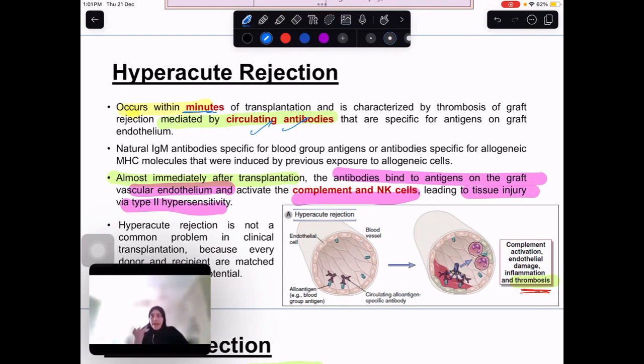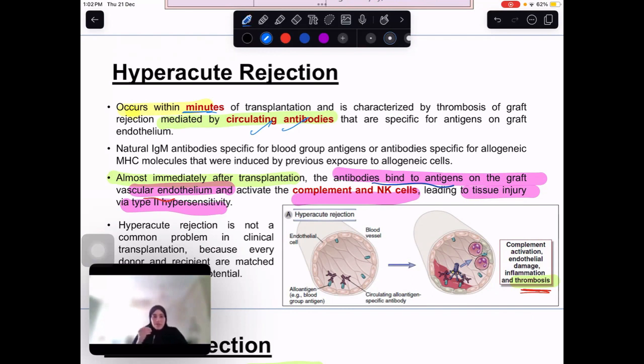When I got this graft, the rejection comes from the antibodies themselves that are circulating. Again, we remember the circulating antibodies are soluble. So they'll bind to that and then they're going to be causing damage to the vascular endothelium tissue.